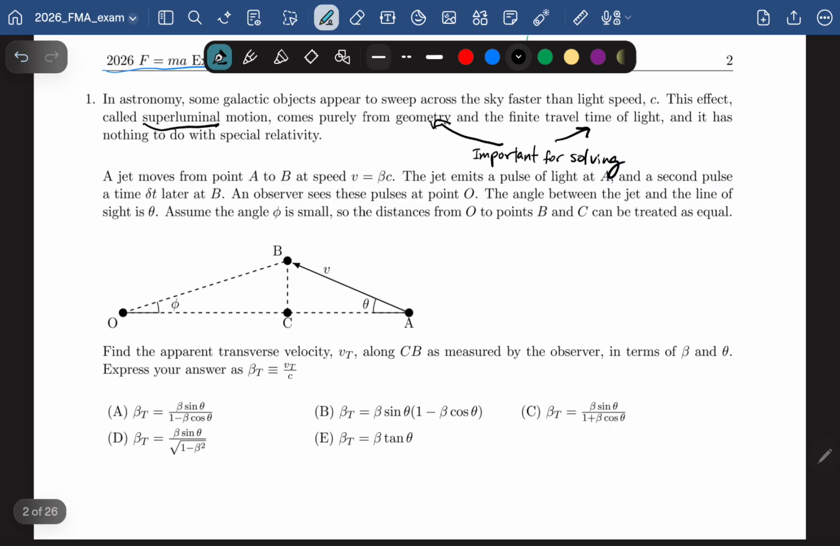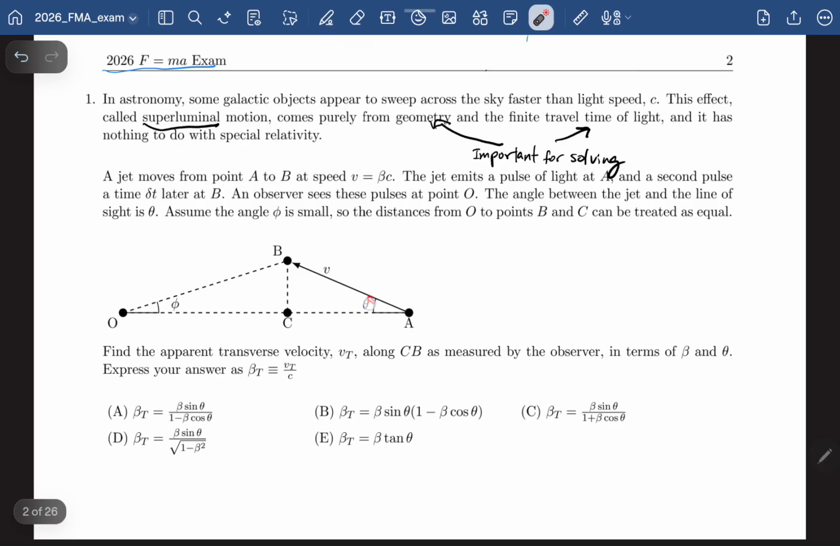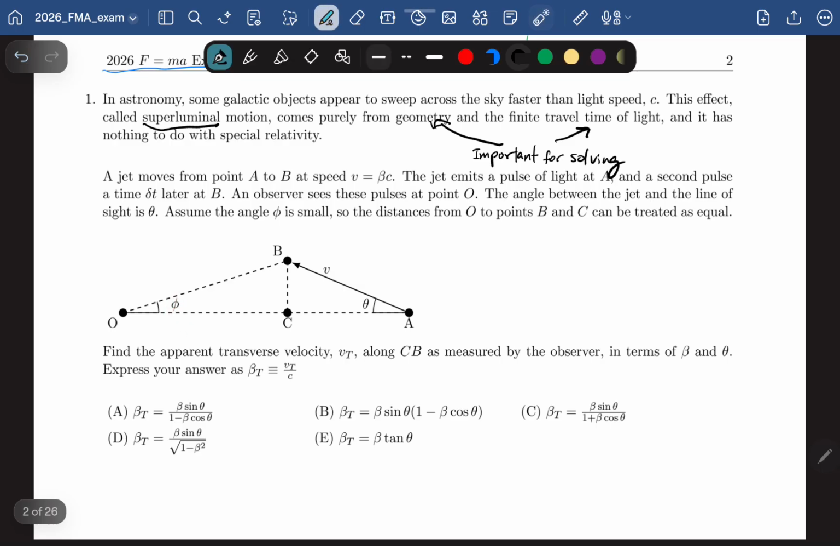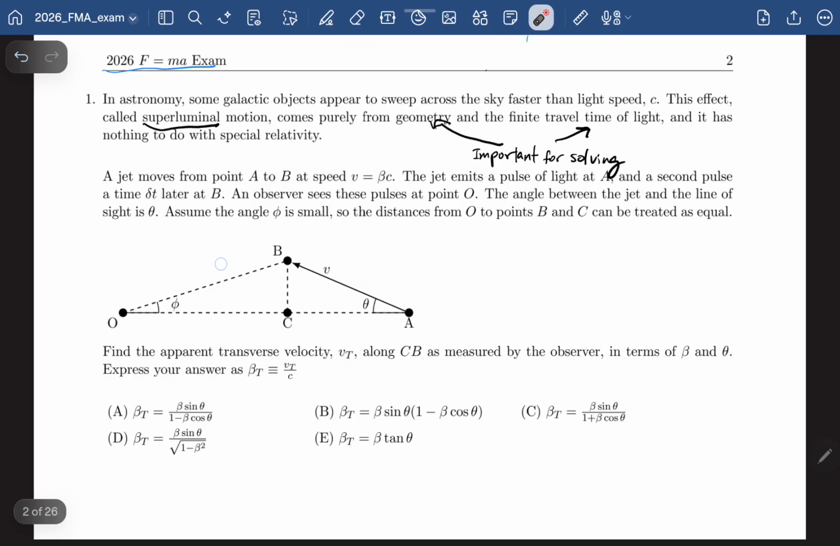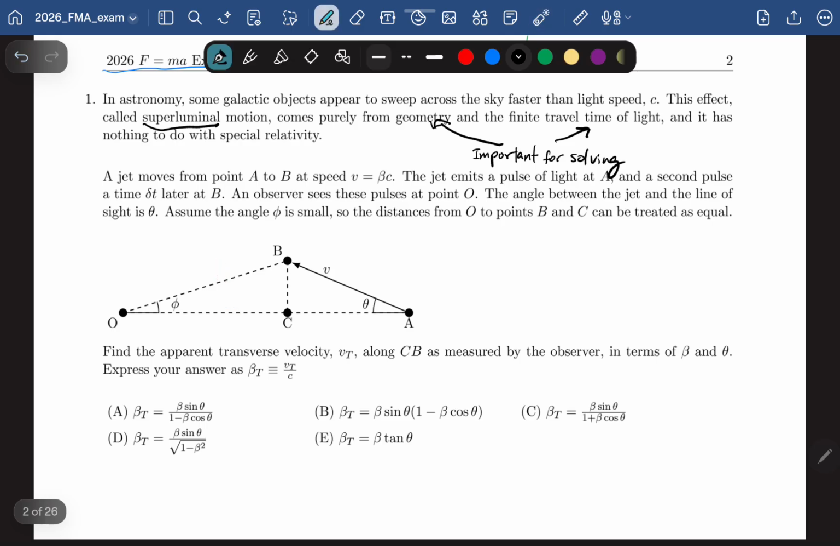Okay, so we have a jet emitting a pulse of light at A and a second, a time delta t later, at B. An observer sees these pulses at point O. The angle here is theta, and this angle phi is small enough that these two are the same. And the speed is beta c, but we'll use that later.